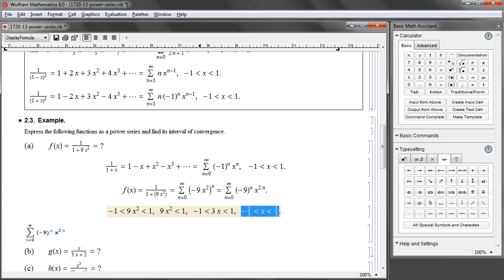You can check the answer from the ratio test from the original, but that's kind of overkill. We're going to do some more examples in the next video.